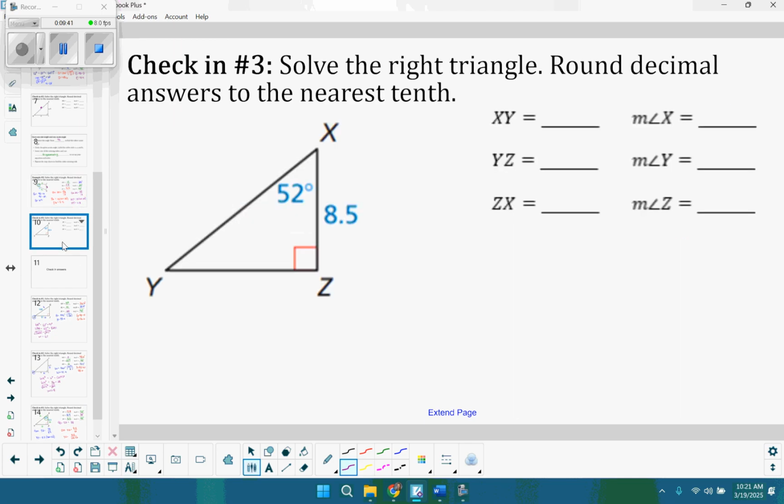So there's one last one for you to try. You could either pause or end it now. The answer is posted on Google Classroom. But that is the end of section 9.6, solving right triangles.